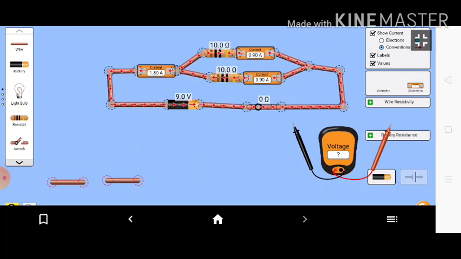So this is a parallel combination. In a parallel combination, you can see, as the ammeter itself shows, that current has got two paths, two separate paths.